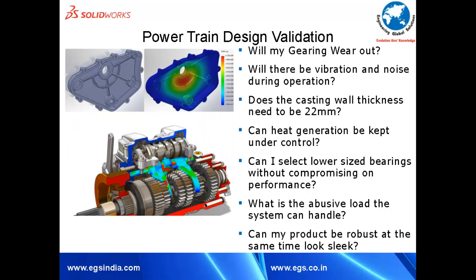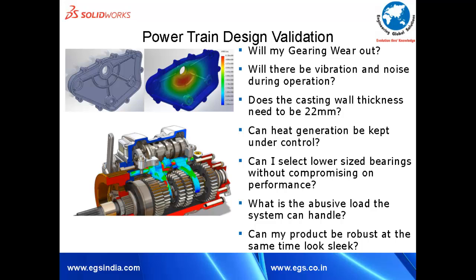Powertrain design validation. On the left side, you are seeing a gearing assembly with the end cover for one of the castings where the gears come in place with their shafts. Will my gearing wear out? Will there be vibrations and noise during operation? If we are developing a prototype and we are putting things together and we are testing it out, the first thing that we do is to check the vibrations at the bearing locations or the bearing mounts. Why can't we do that as a part of the design validation process even before the first drawing has been brought out? That way, the vibration and the noise problems can be eliminated up front.